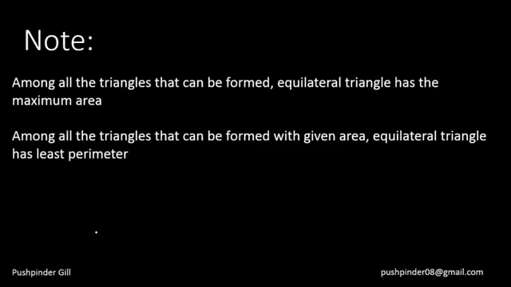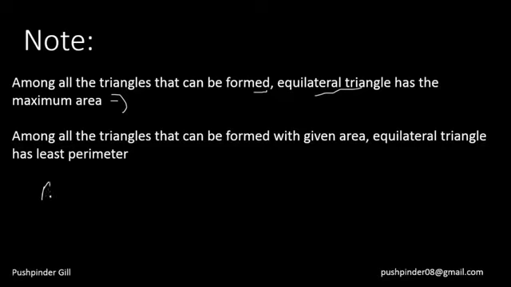So understand this. A few more properties of the equilateral triangles. Among all the triangles that can be formed, the equilateral triangle has the maximum area given the perimeter. And among all the triangles that can be formed with a given area, the equilateral triangle will have the least perimeter.